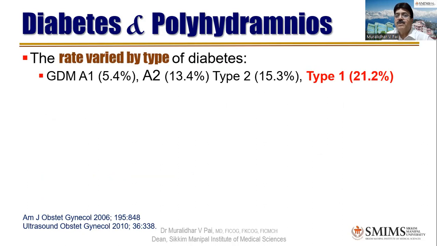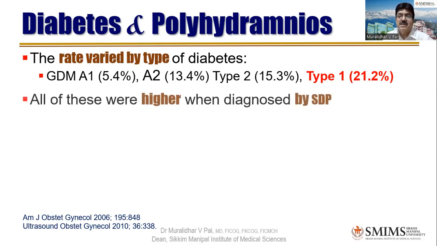When it is A2, when the fasting is more than 105, it is 13.4. And when it is type 2 diabetes, it is 15.3, and type 1, which is totally insulin dependent. As you can see here, as the insulin requirement increases, the tendency for polyhydramnios also increases, right? So type 1 is 21.2%. It is the highest. All of these were higher when diagnosed by SDP, which I told you right in the beginning. SDP, that is single deep pocket, has a tendency to overdiagnose polyhydramnios. When you use amniotic fluid index, maybe the incidence will come down.